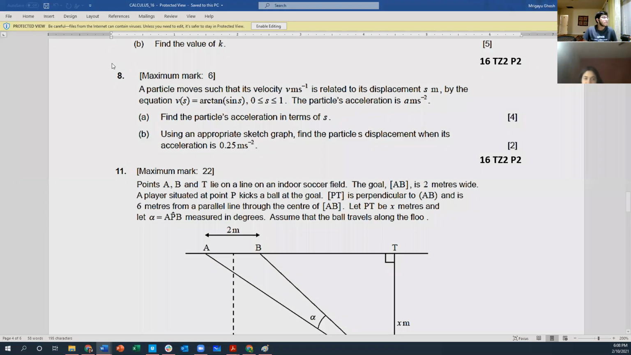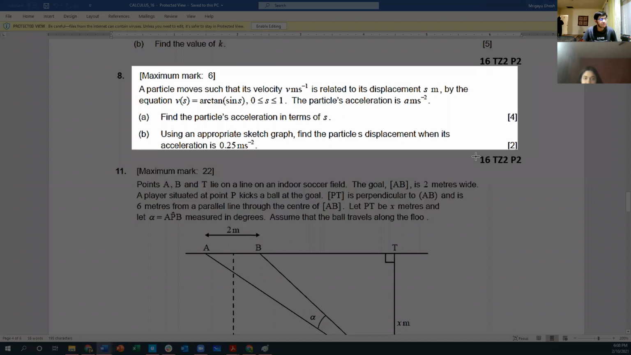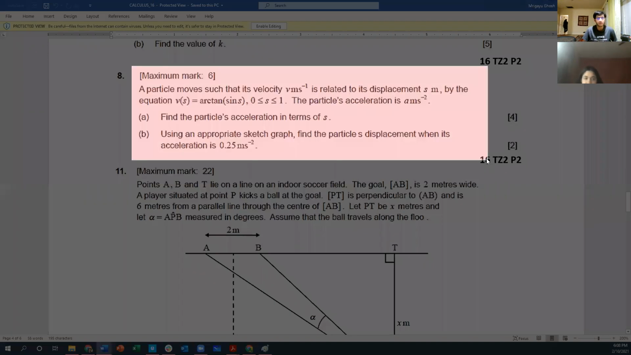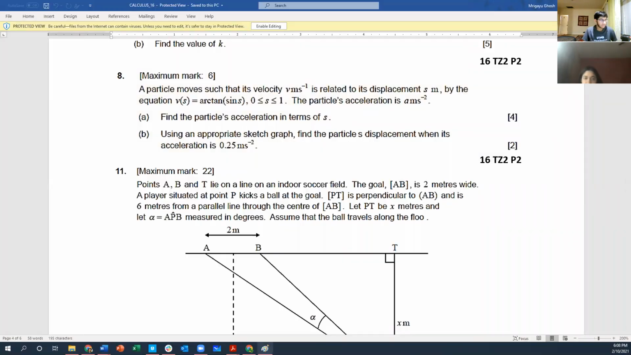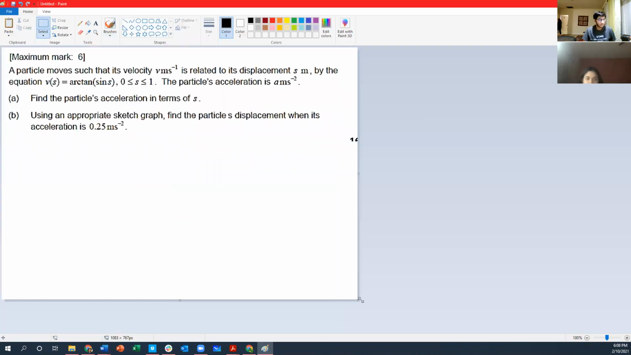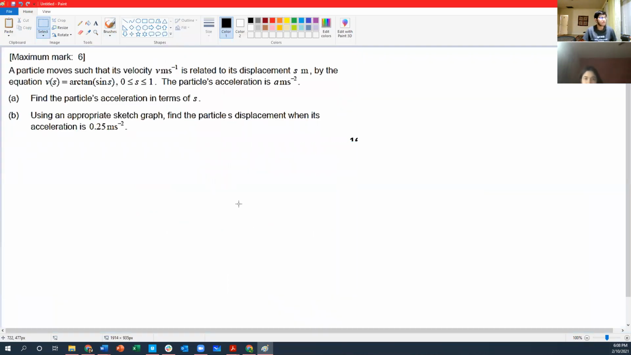Okay. All right. So for number 8, let me take the screenshot here and put it in the other one, in my paint. Paint is over here, actually. Okay. Let me make this bigger.